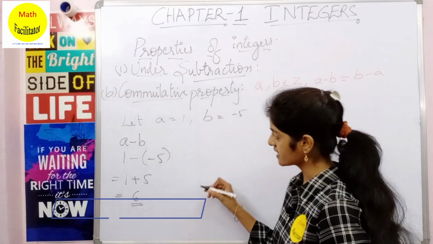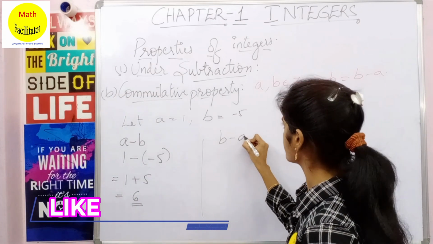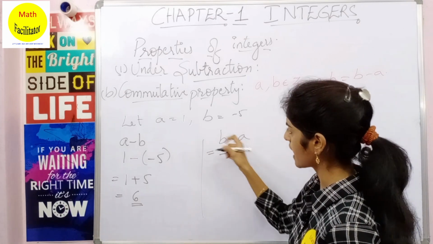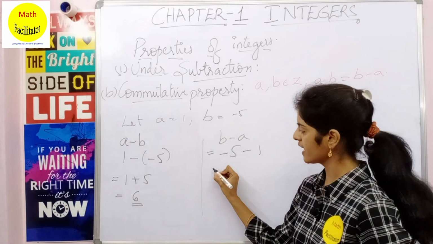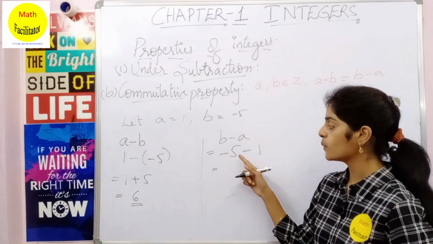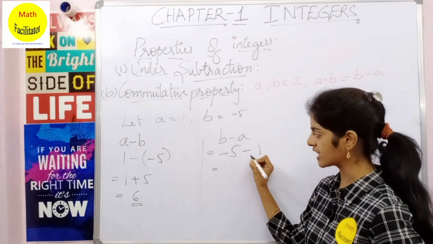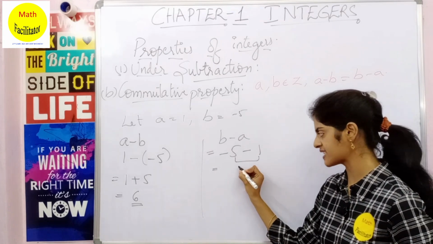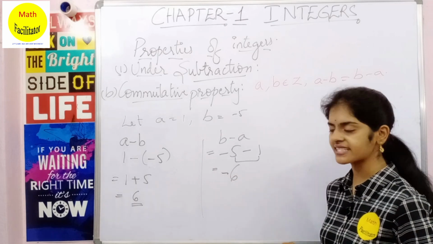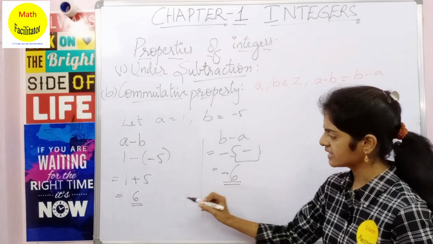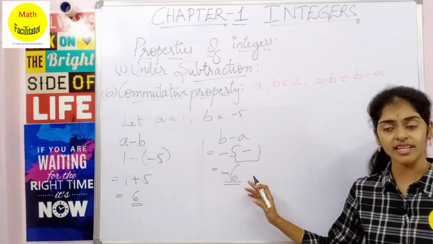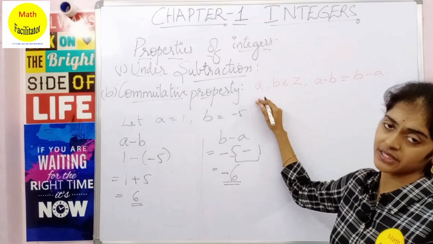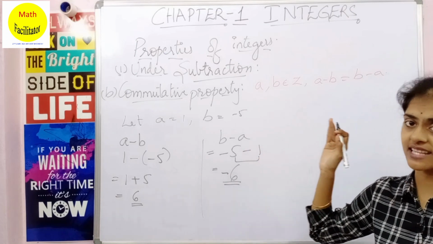Now let us check what is b minus a, the RHS part. So b is minus 5 minus a is what? 1. When there are two negative integers, what do you do? You just add these two integers. Now 5 plus 1 is 6 and you write a minus sign. So it is minus 6. You know that 6 is not equal to minus 6. So commutative property does not satisfy for integers under subtraction.